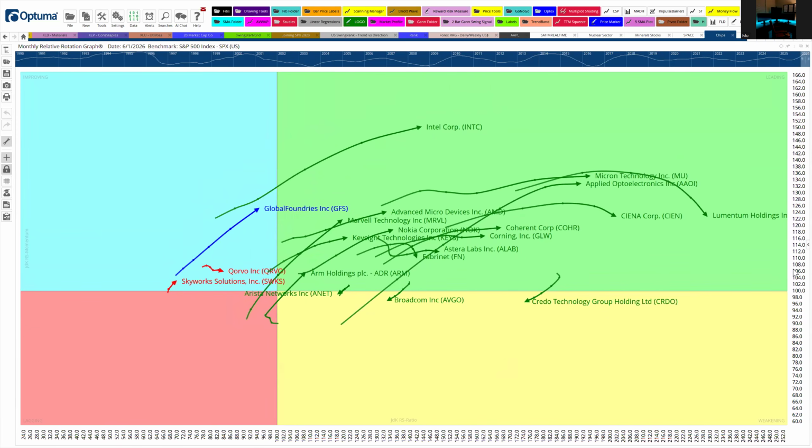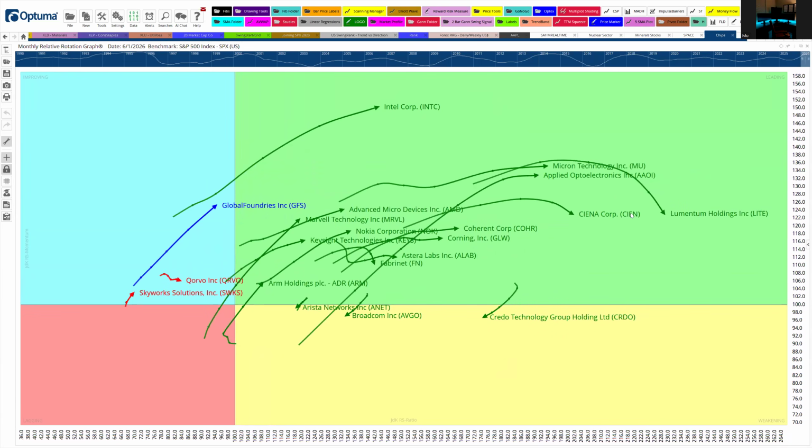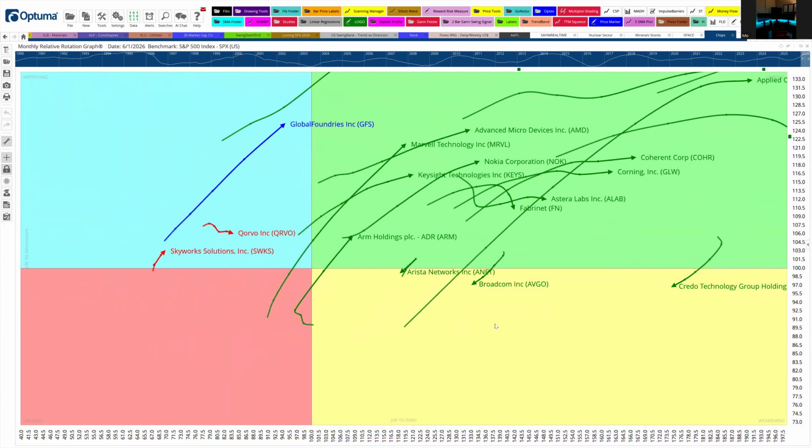It's monthly. Intel, you see? Lite, CIEN and AAOI, Micron, AMD, GLW, QRVO, like these. That's it. ALAB right there. GFS still doesn't even enter the leadership phase. It's still sitting at tier one. Skyworks is right there. QRVO, now watch this. Where the heck did it go? See?